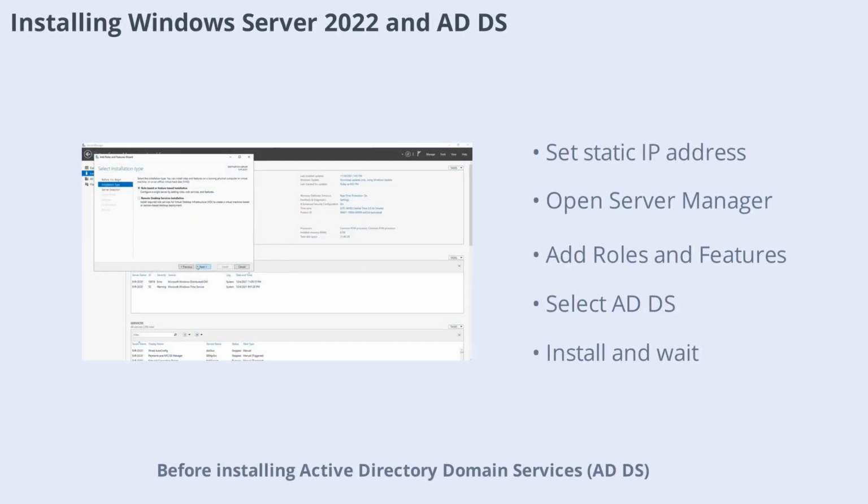For installing Active Directory Domain Services, ADDS, set a static IP address on your Windows Server 2022. Open Server Manager, click Manage and select Add Roles and Features. Choose role-based or feature-based installation, select your server and check Active Directory Domain Services. Add required features, confirm your choices and click Install. Wait for the installation to complete, but don't close the window yet, there's more setup to do.